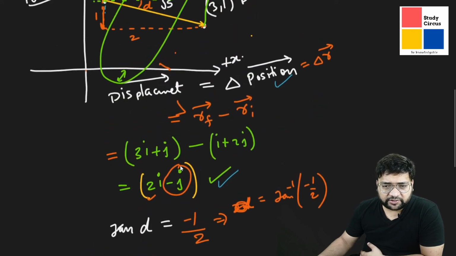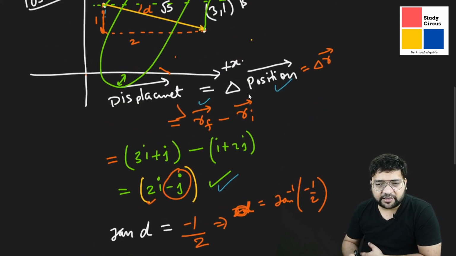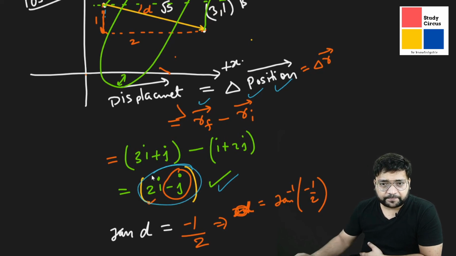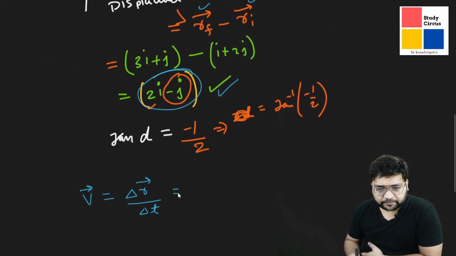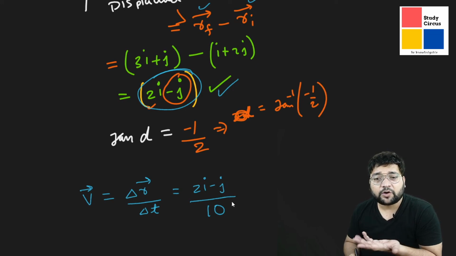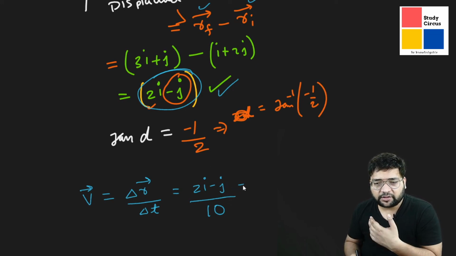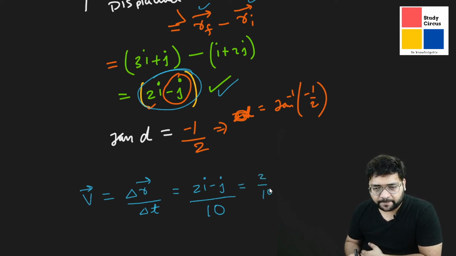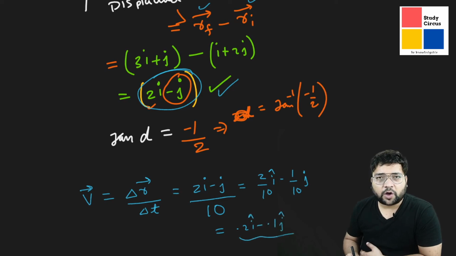What is the change of position? We just found out: R final minus R initial. So this is 2i minus j is the change of position, and it took 10 seconds. So this upon this is the velocity vector. This is obviously a vector, or you can say this is 2 by 10 i cap minus 1 by 10 j cap, or in other words 0.2 i cap minus 0.1 j cap. This is the velocity vector.